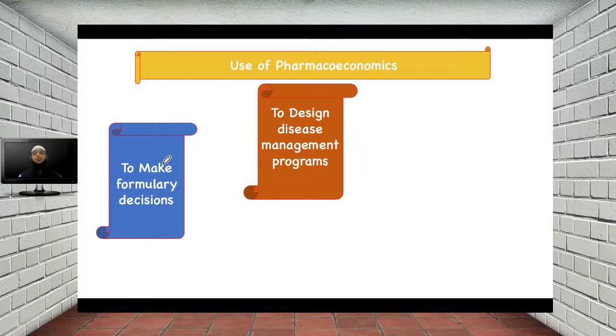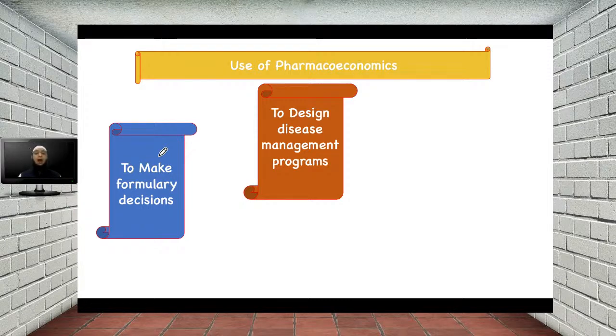Second use is to design disease management programs. So now if you look at the management of COVID-19, it is basically designed based on pharmacoeconomic studies. Now if you look at the earlier case, in March and April, when a patient was admitted into a private hospital, the bill was coming in lakhs of rupees, right? Some of the patients even paid 5 lakhs to 10 lakhs rupees of bill just for getting the treatment of COVID-19.